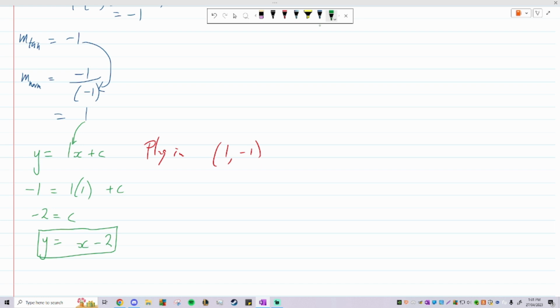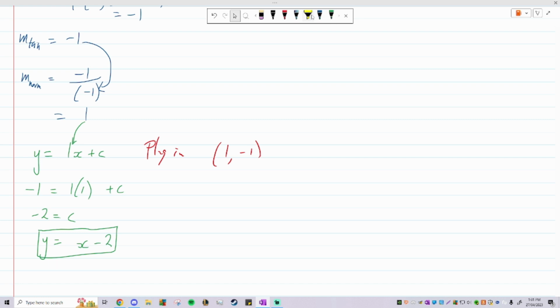So the gradient of the normal and the gradient of the tangent are very, very similar, but they will give different answers. They'll always give different answers. But all you need to know is that the gradient of the normal is perpendicular to that of the tangent.